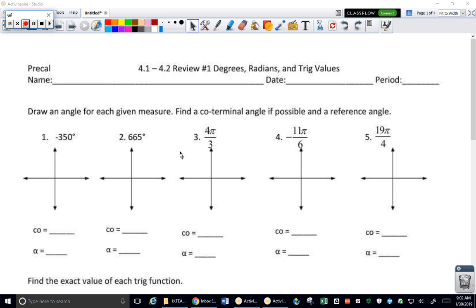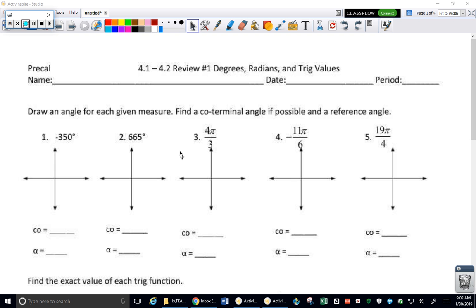So in these first five questions here, we are asked to draw an angle. And once we draw it, find the coterminal angle, if possible, and a reference angle. So that is what we're going to attempt to do, all of that in this tiny little space, all at once.